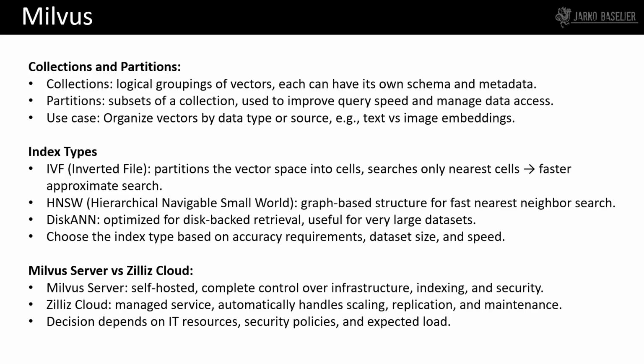We have different index types. We have IVF or inverted file, which partitions the vector space into cells, searches only the nearest cells, and this is faster than the approximate search. We have again HNSW, which is a hierarchical navigable small world. And this is a graph-based structure for fast nearest neighbor search. We have DiskANN, which is optimized for disk-backed retrieval, and this is useful for very large data sets. So choose the index type based on accuracy requirements, dataset size, and speed.